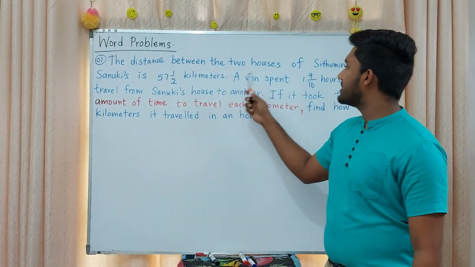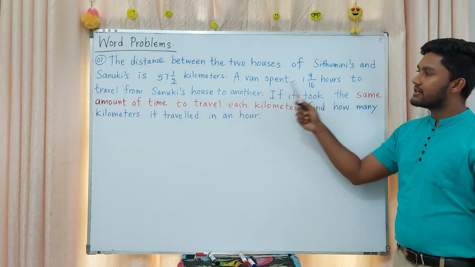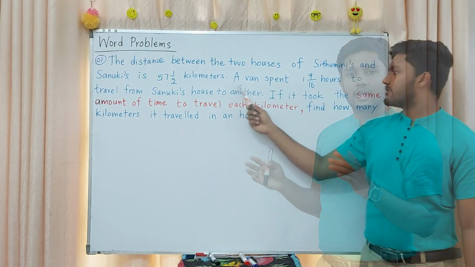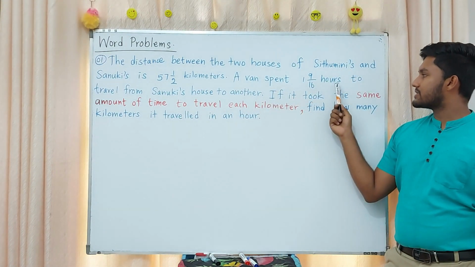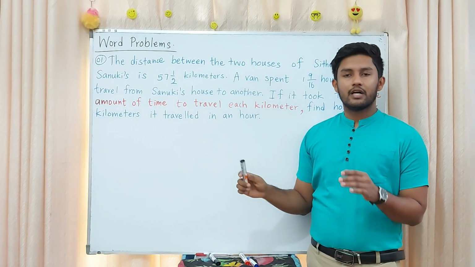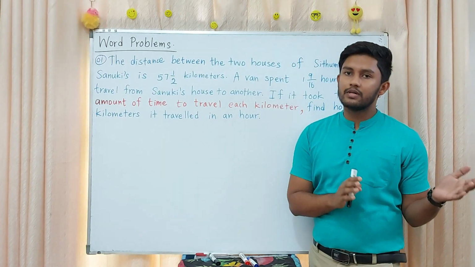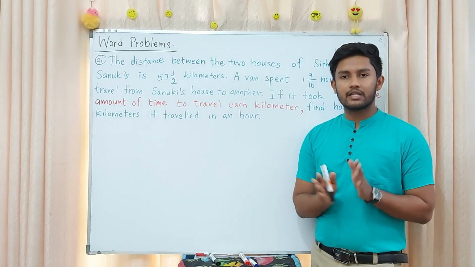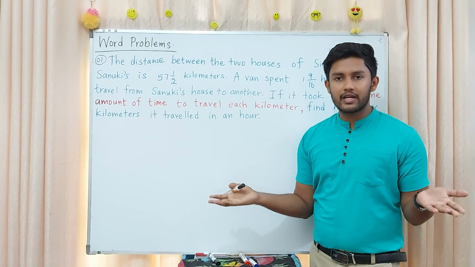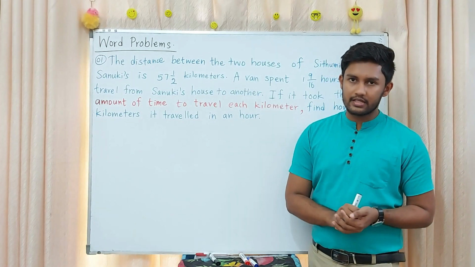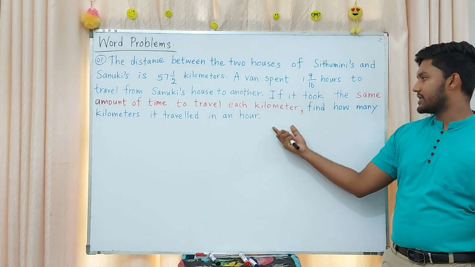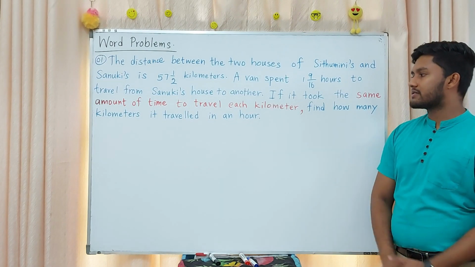The distance between the two houses of Sindhumini and Sanuki is 57 1 over 2 kilometers. A van spent 9 over 16 hours to travel from Sanuki's house to the other. That means a van is traveling from Sanuki's house to Sindhumini's house. They have given the total distance between the two houses and the total time spent to travel from one house to another. If we took the same amount of time to travel each kilometer, find how many kilometers it traveled in an hour.